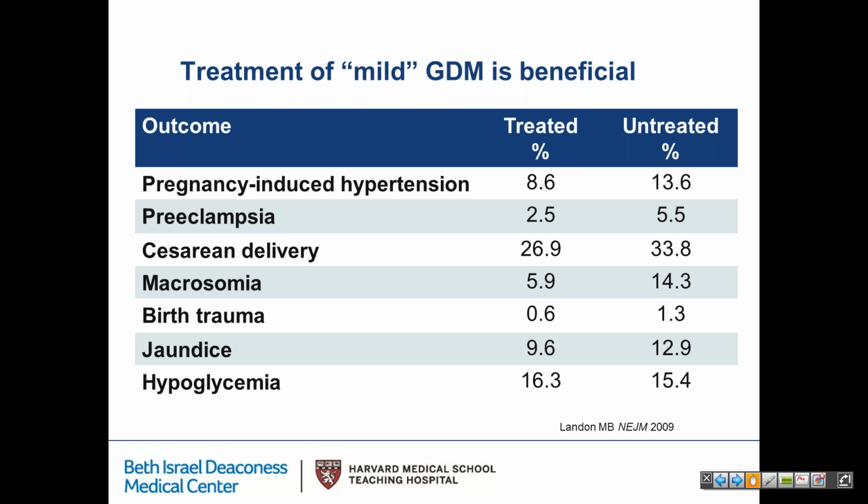Specifically, folks who were treated had lower rates of pregnancy-induced hypertension and preeclampsia, lower rates of cesarean delivery despite having a diagnosis that's been associated with higher rates of C-section in some studies, significantly lower rates of macrosomia, non-statistically significant but notably, if you just look at the percentages here, lower rates of birth trauma, and then some subtle differences in the rates of jaundice. No change, interestingly, in the rates of hypoglycemia.